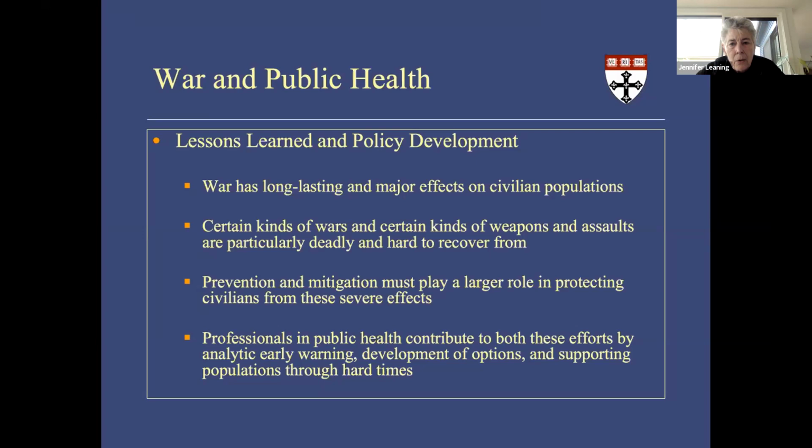Certain kinds of weapons and wars are particularly deadly to civilian life, survival, and long-term recovery. Prevention and mitigation are absolutely crucial because there's no such thing as a cleanup after a war. There really isn't. And we can really contribute to this set of processes by training the next generation in how to participate in analytic early warning, development of options, and through investigations and policy and advocacy, supporting populations through hard times. And these are indeed hard times.